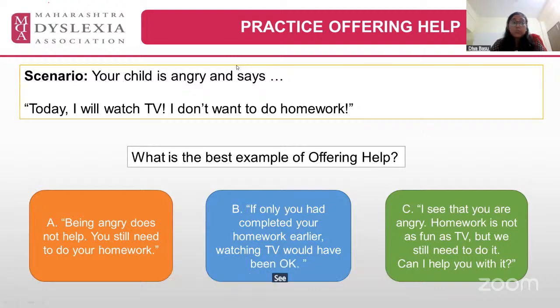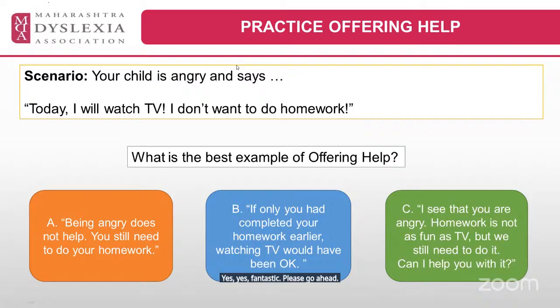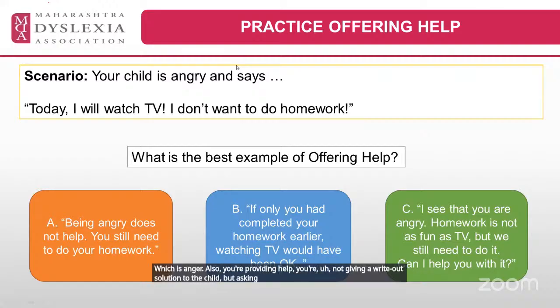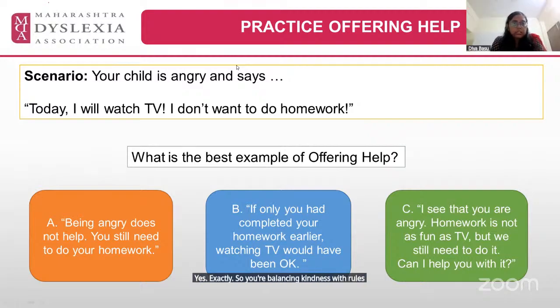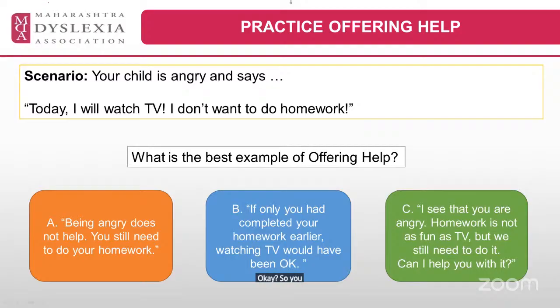C, yes, Prerna, but why? Is it okay, Prajakta, if I say? Yes, fantastic. Please go ahead. In option C, what I think is you're addressing the emotion of the child, which is anger. Also, you're providing help. You're not giving a readymade solution to the child, but asking, do you want any help, or how can my presence over here be helpful to you? Exactly. So you are balancing kindness with rules in the third one. Thank you, thanks a lot.